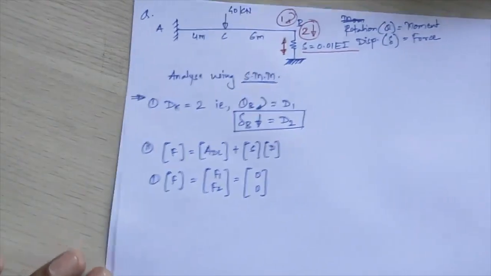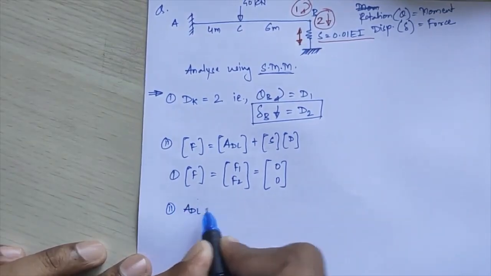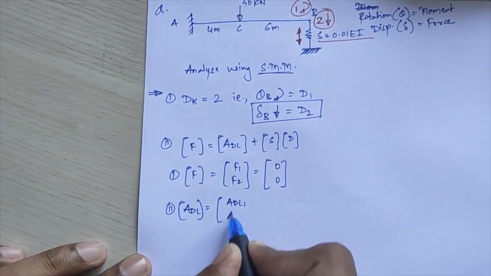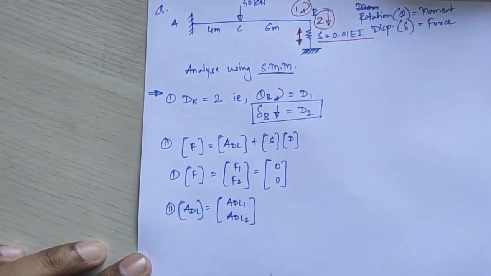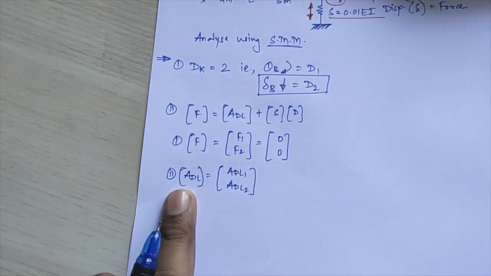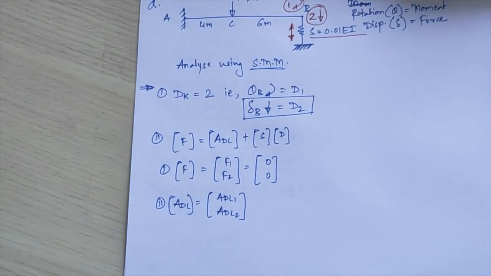Okay, so here F1 and F2 I am getting 0. Next we'll go for ADL matrix. So ADL matrix will be having two values again, that is ADL1 and ADL2. Now if you see for ADL values, these are the forces corresponding to the selected coordinates, that is 1 and 2 in the restraint structure, due to applied loads.